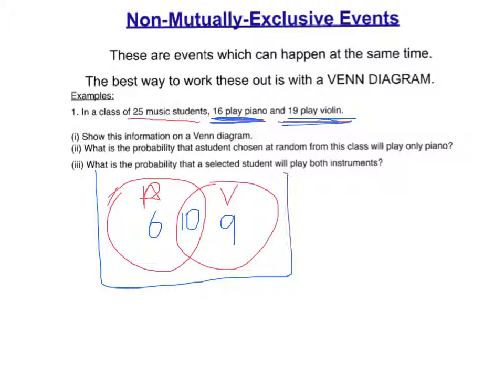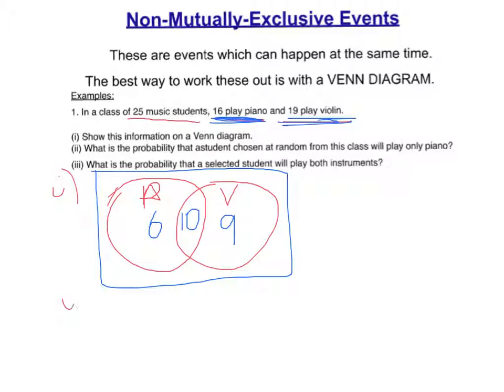So we usually put the whole class in a rectangle, and if there's anyone who doesn't play either of the instruments, we could put them outside the intersecting circles, but they'd still be in the class. It depends what the context of the question is and what information you're given. So that's part 1, showing the information on the Venn diagram.